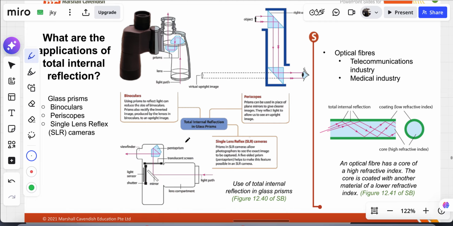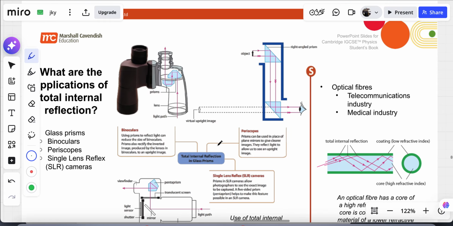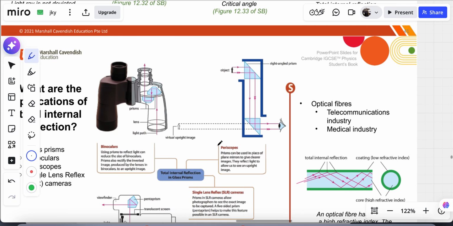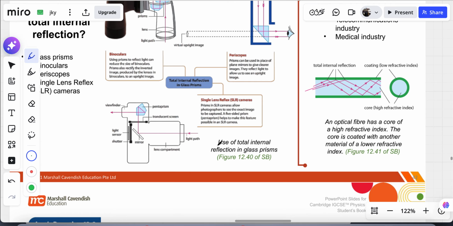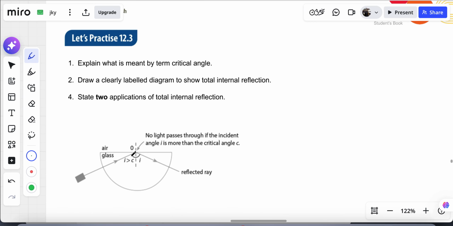Then they are also used in binoculars. Okay. So these are areas where we use total internal reflection: in binoculars, in periscopes, in optical fibers. These are the applications of total internal reflection.